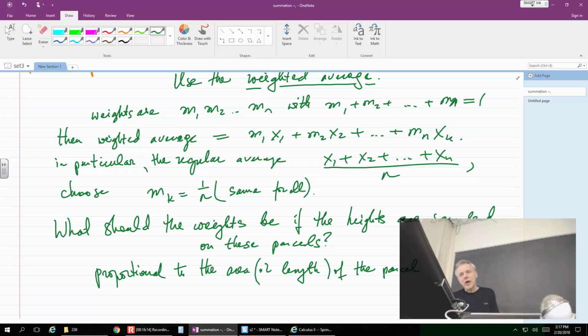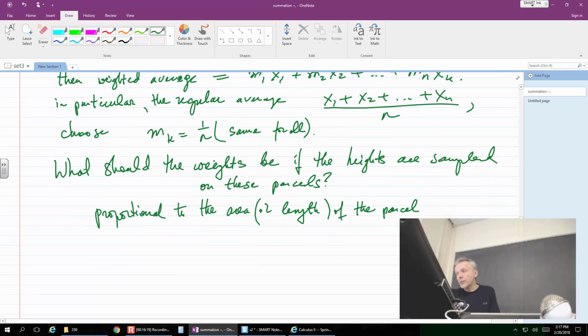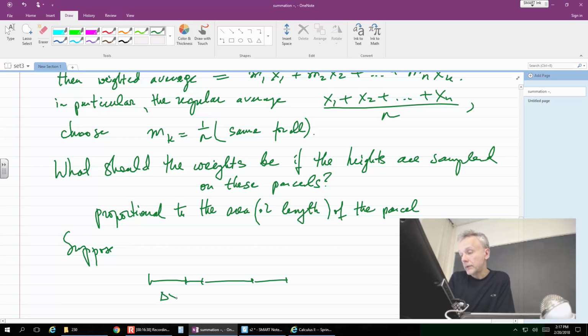Okay, makes sense. Now, but what exactly should that number be? Proportional is not good enough. Well, suppose we have these parcels, and delta x1, delta x2, delta x3, delta x4 are the lengths.